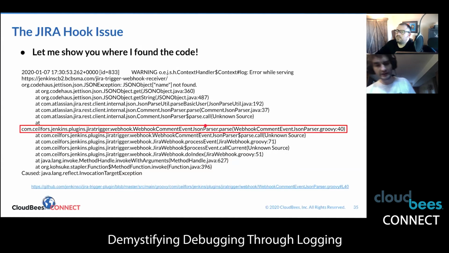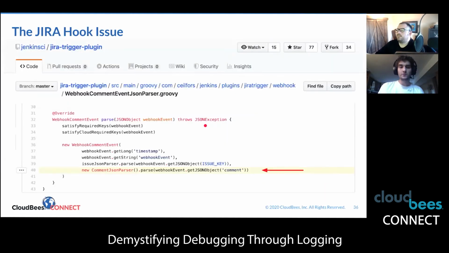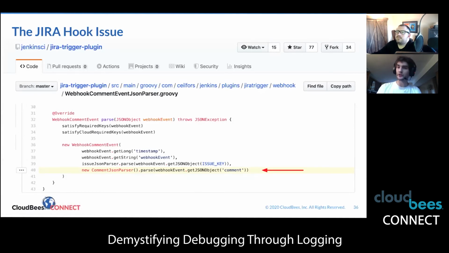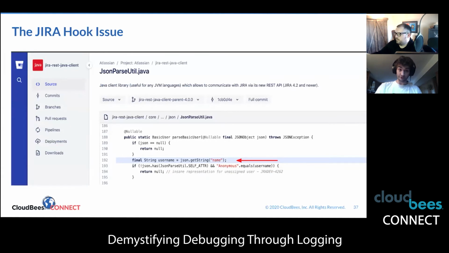If we could go on to the next slide, Ryan. This is the physical code inside of GitHub, and we're looking right at line number 40. We've got this new CommentJsonParser.parse, then webhookEvent.getJsonObject comment. The problem here is that CommentJsonParser is not code that the Jira Trigger plugin actually created. That is code that Atlassian created, which is what we're seeing as internal API commands inside of the stack trace from earlier. So if we go on to the next slide, what we really need to be looking at is Jira code.